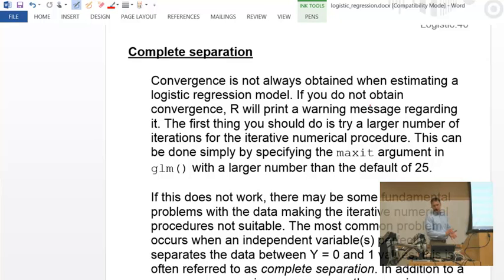Now, unfortunately, one does not always get model convergence when you estimate these models. Again, what I mean by that is that we're using an iterative numerical procedure to estimate the betas in our model. And what can happen is that these estimates of these betas can continue to change throughout the iterative numerical procedure, and they never quit changing.